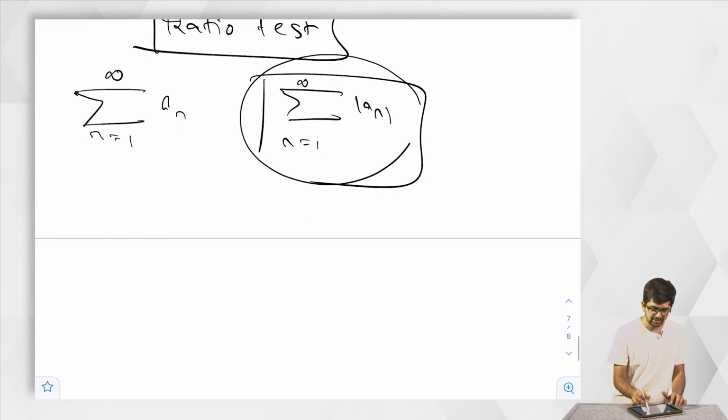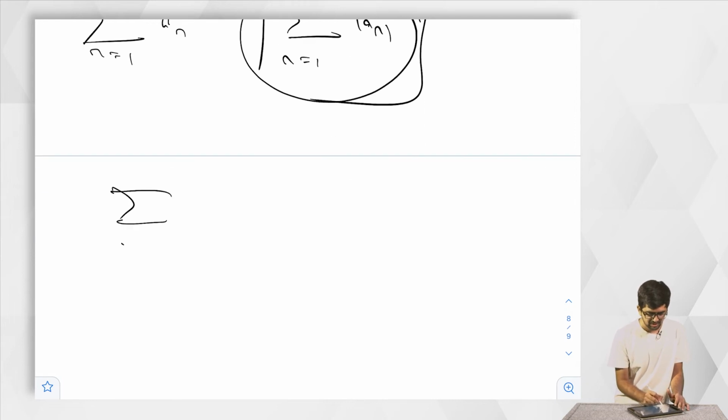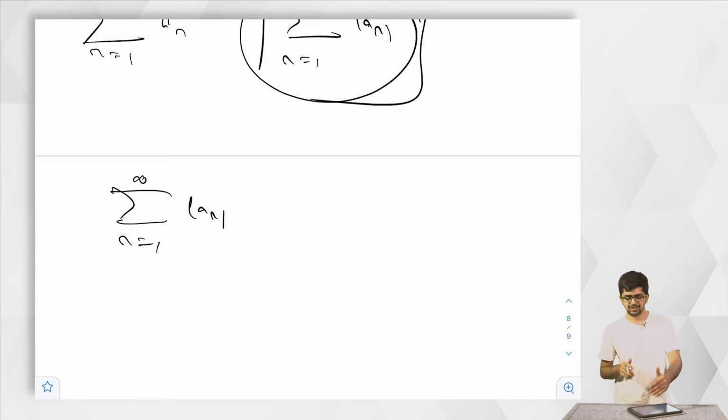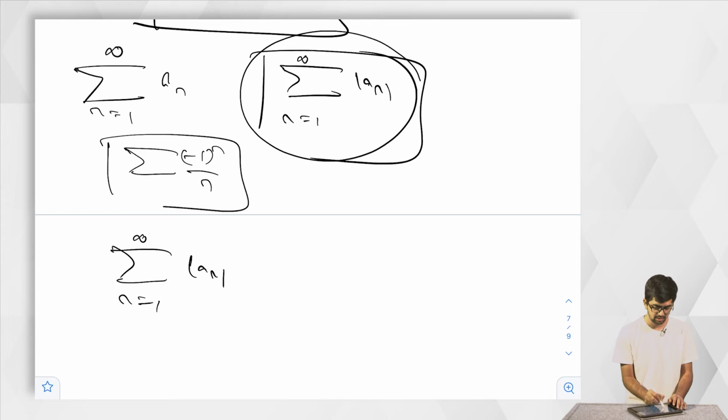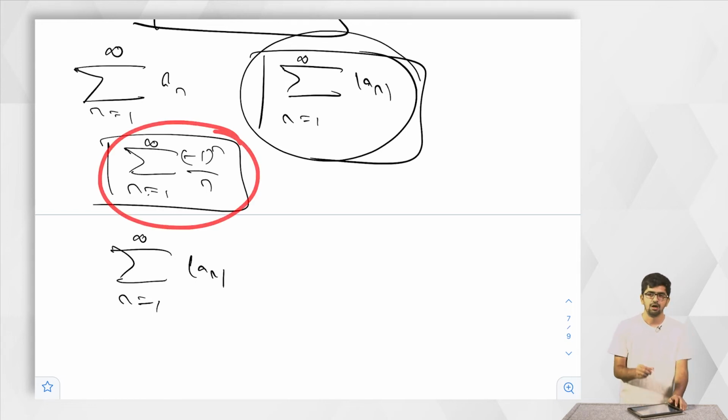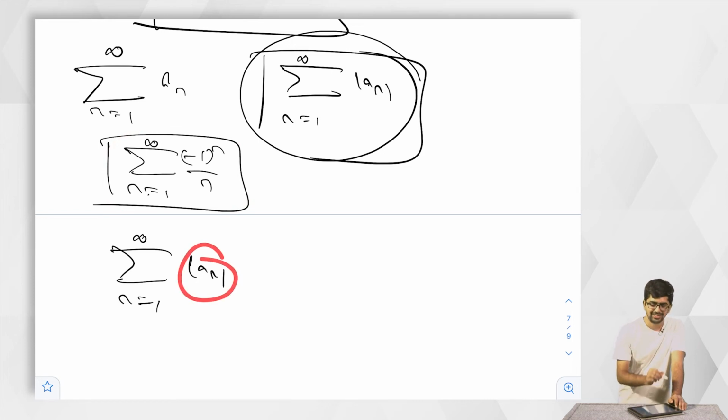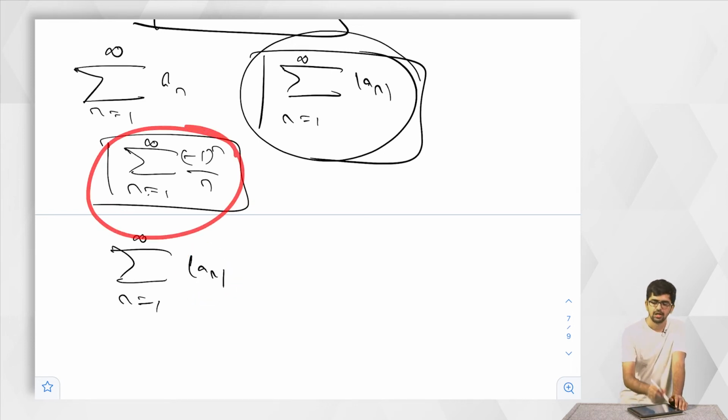What does it mean that this is negative? This means the summation n is equal to 1 to infinity of mod an is not convergent. So suppose we get that kind of negative result, then we cannot say that the series itself is not convergent. Why? We have examples of series like minus 1 power n by n. I already mentioned this, but I am mentioning it again. We have examples of series for which the modulus does not converge, but the series itself converges.